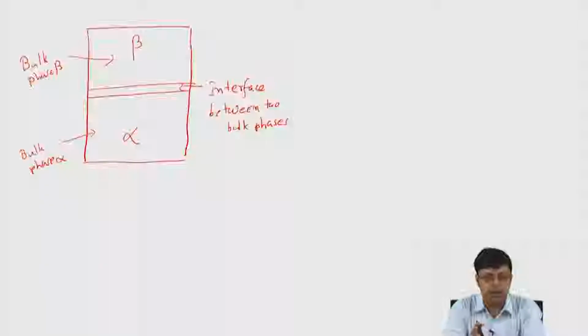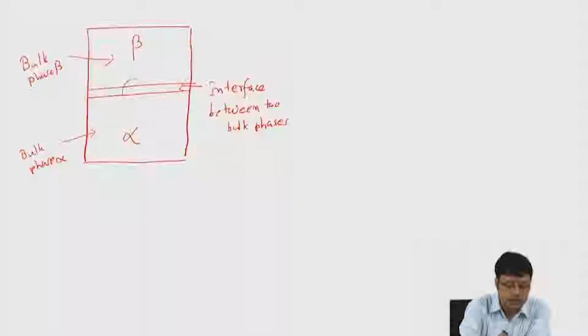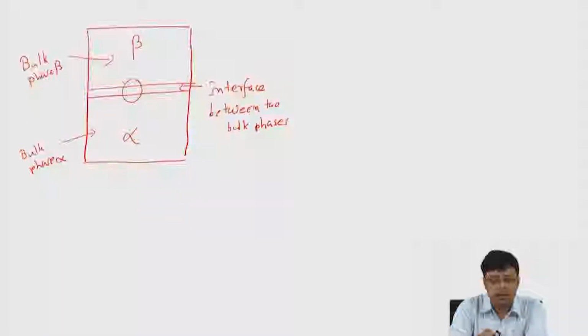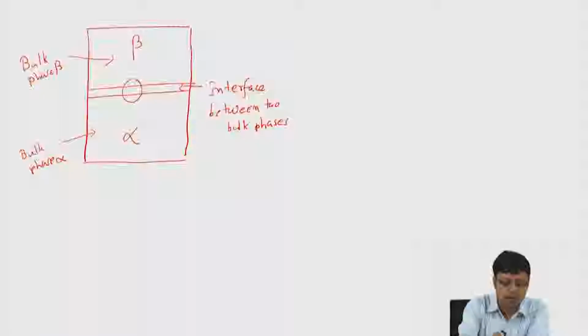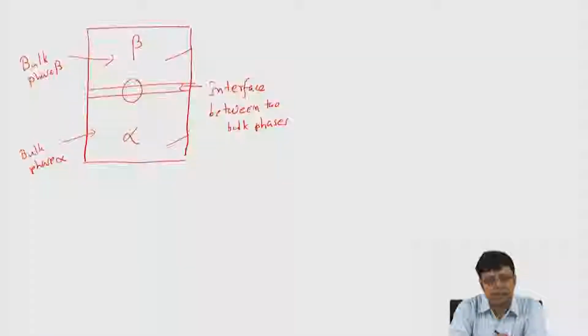Now, the question is how will you model this interface? To begin with, let us try to understand what the thickness of this interface is. You can think that this interface is actually of very thin dimension. The way I have drawn it is highly exaggerated, because if you think that this alpha and beta are non-electrolyte, then you will see that this interface will be a few molecules thick. So, to a good approximation, you can think that this interface has 0 thickness.